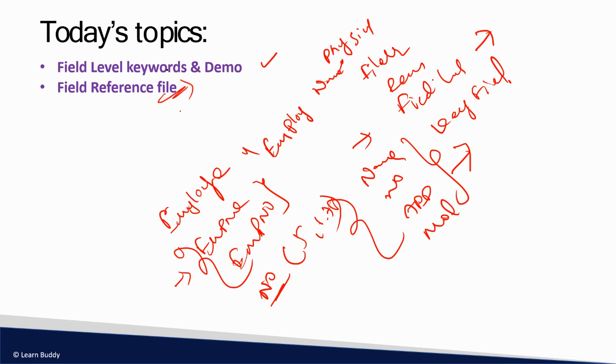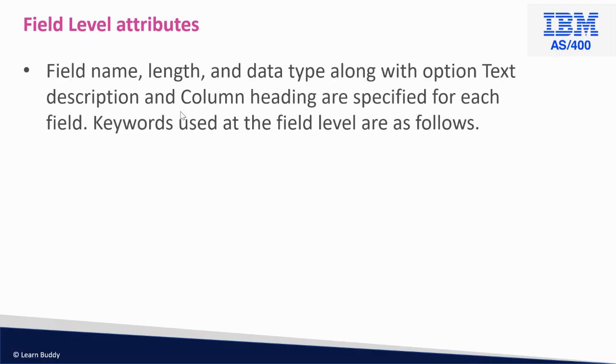We also discussed the field reference file, and we'll go with the field level attributes. In the field level attributes, the field name, length and data type are specified, along with the optional text description and column headings for each field. In the field level we basically give the field name, for example EMPNAME, and there you give the length 10 and the attribute. There also, if you want to give the column heading, there is a keyword we can use to give the text, like in detail format if you want to get Employee Name. That is one kind of field level attribute.